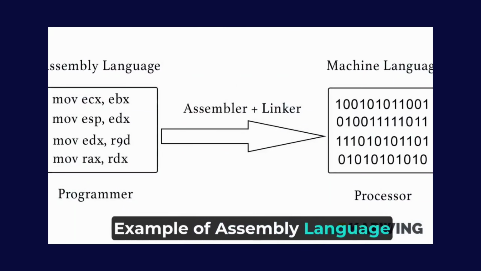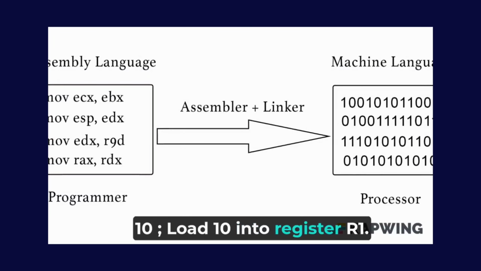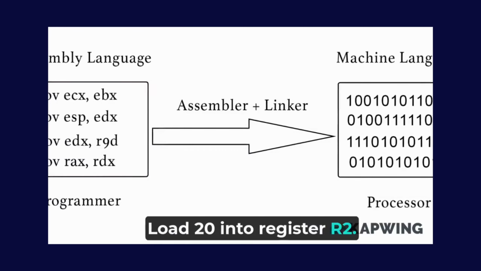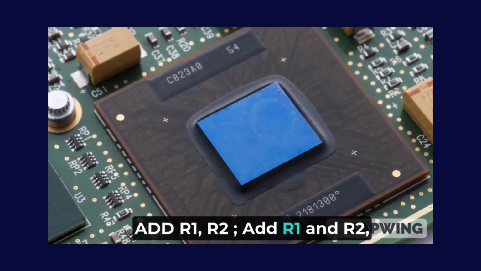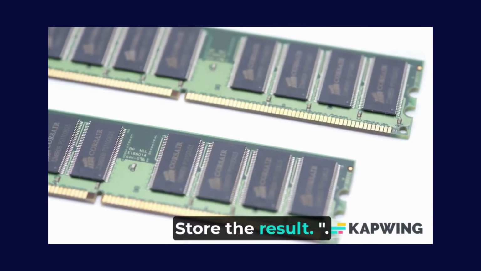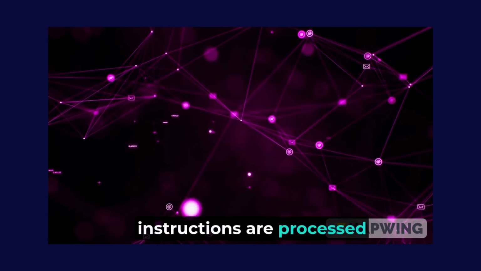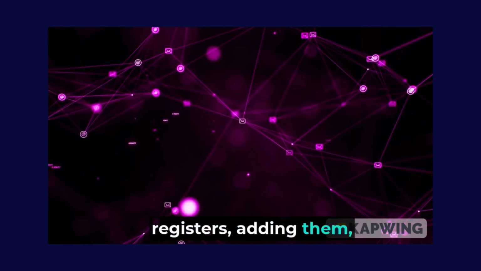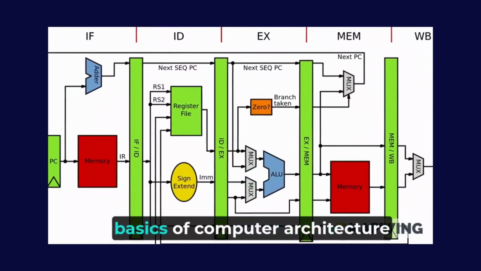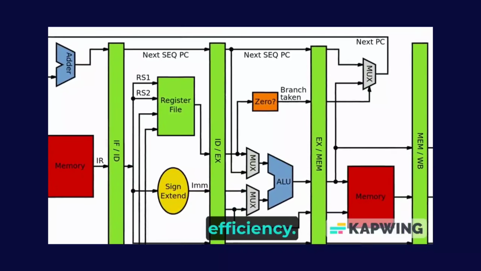7. Example of assembly language execution. Assembly: Load R1, 10. Load 10 into register R1. Load R2, 20. Load 20 into register R2. Add R1, R2. Add R1 and R2, result in R1. Store R1, result. Store the result. This simple example shows how instructions are processed through loading values into registers, adding them, and storing the result in memory.